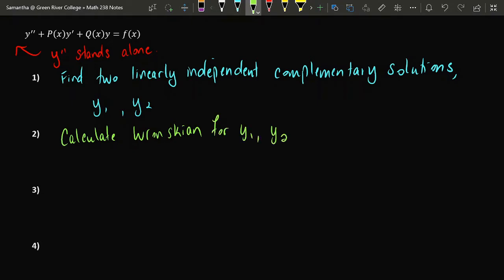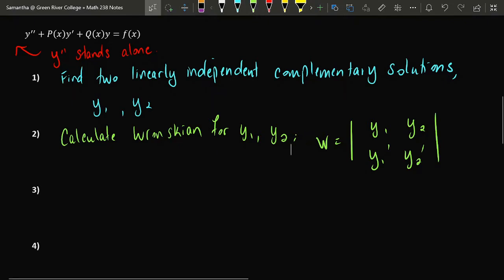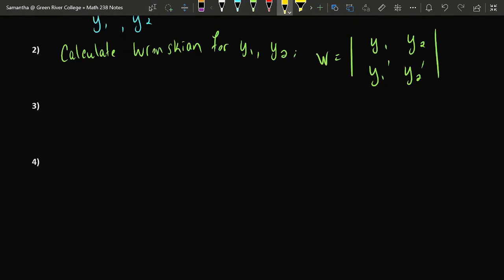So that would be the determinant of the 2 by 2 matrix, which has those two functions in the top row and their derivatives in the second row. Let's call this W for short. Now, once you've calculated W, use the following formulas to calculate the values of two other functions. We're going to call those other functions u1 and u2.